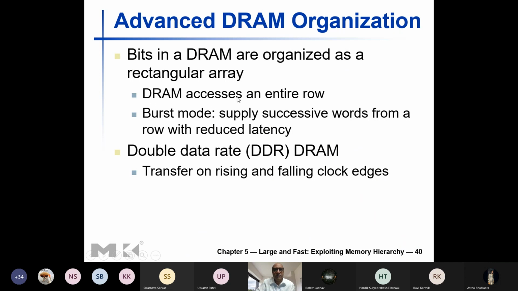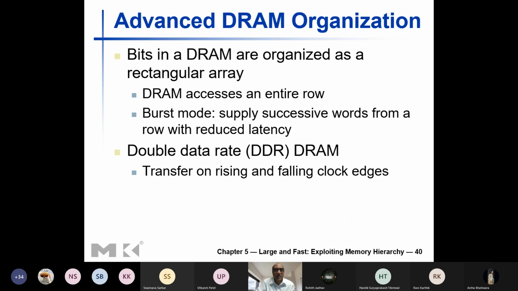DRAM usually accesses the entire row. And burst mode means that if you want blocks of larger sizes, then we can fetch all the successive words at a reduced latency. It is nothing but organizing them in the form of memory banks, so the words in a particular row can be accessed in a single access time. With that, the effective access time will be reduced.